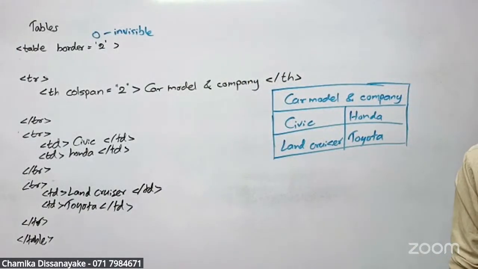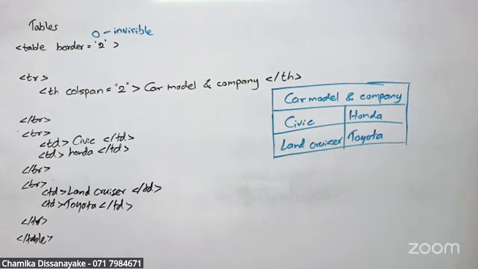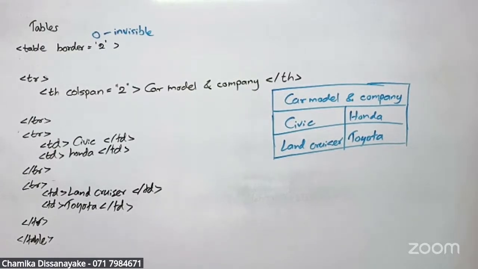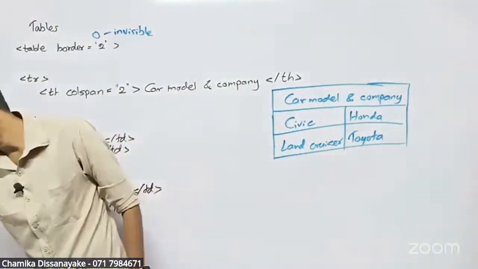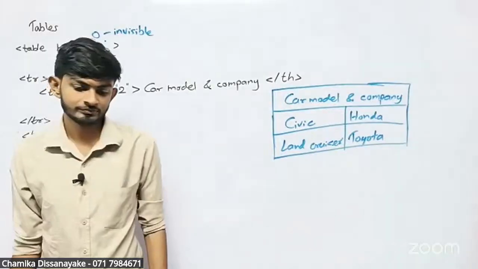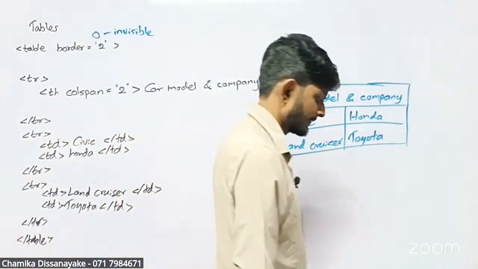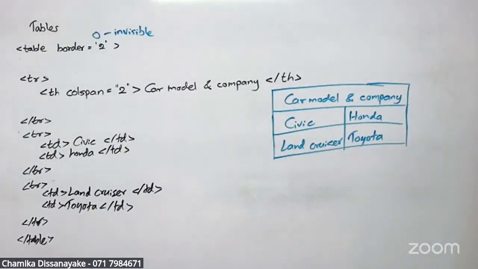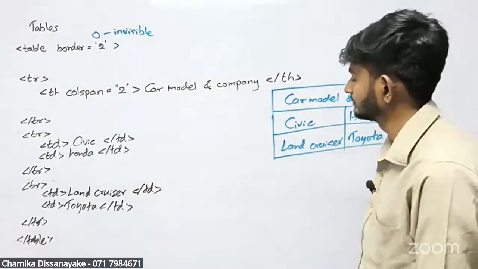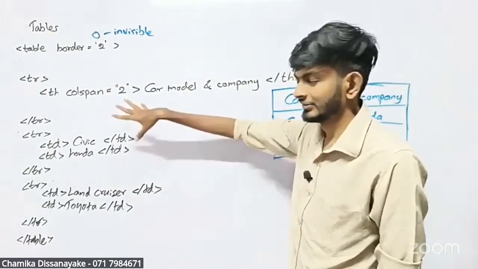Write the next attribute called colspan. Merge multiple columns. Merge multiple columns. Okay. Merge multiple columns. Did you get this one?